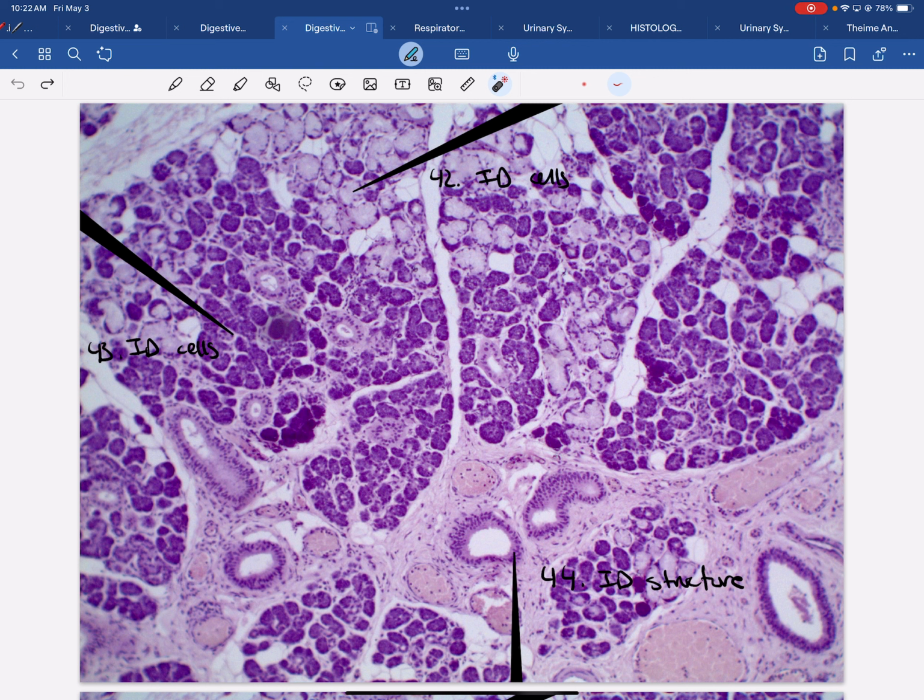All right, here. This one is submandibular. Good. Why is it submandibular? This one has both serous and mucus in it. Exactly. Nice. Good.